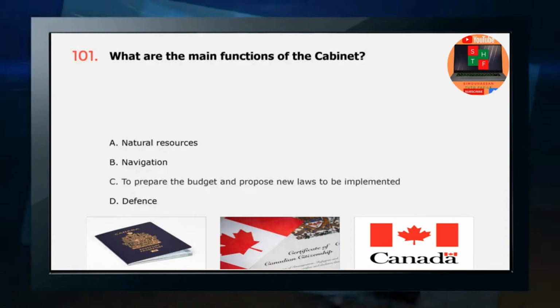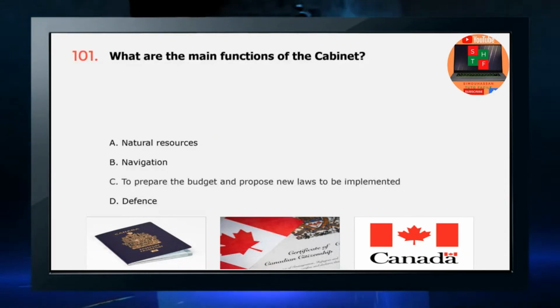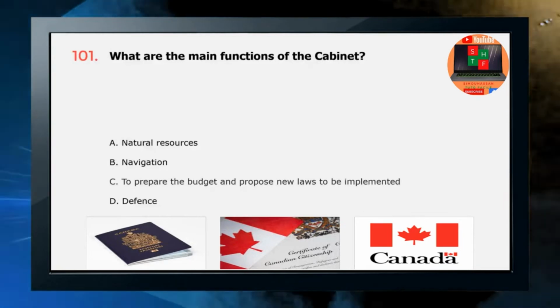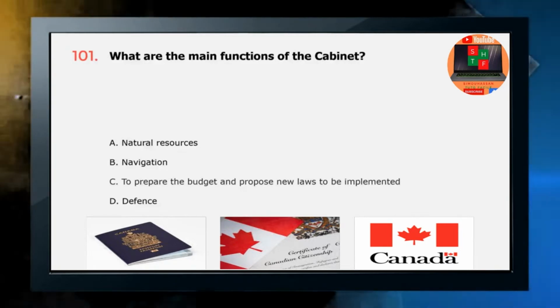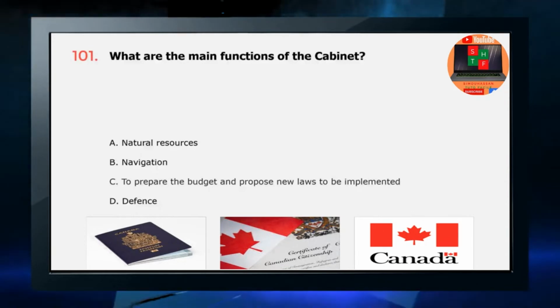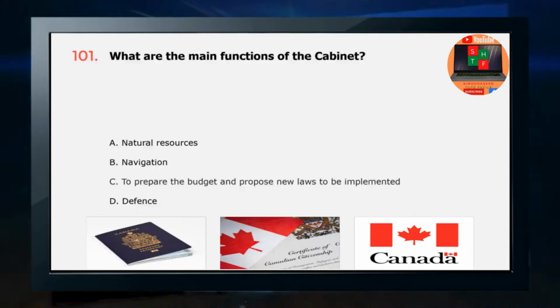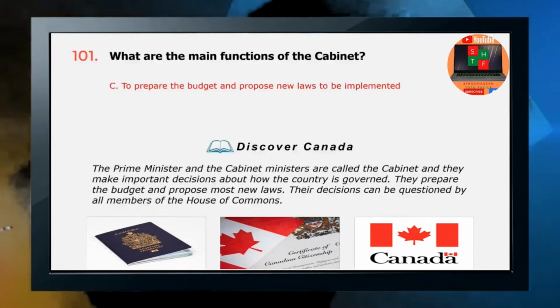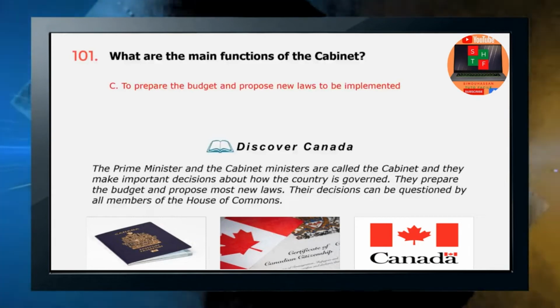Question 101. What are the main functions of the Cabinet? A. Natural resources. B. Navigation. C. To prepare the budget and propose new laws to be implemented. D. Defense. The answer is C. To prepare the budget and propose new laws to be implemented.